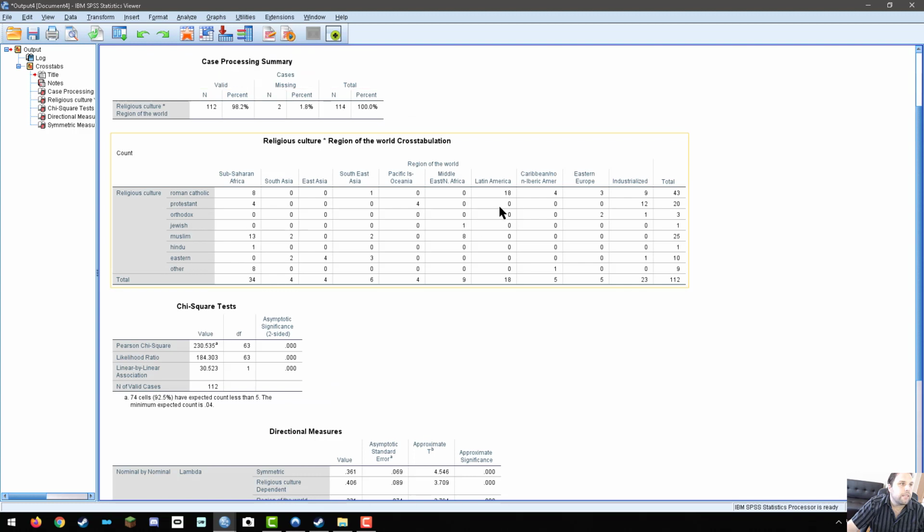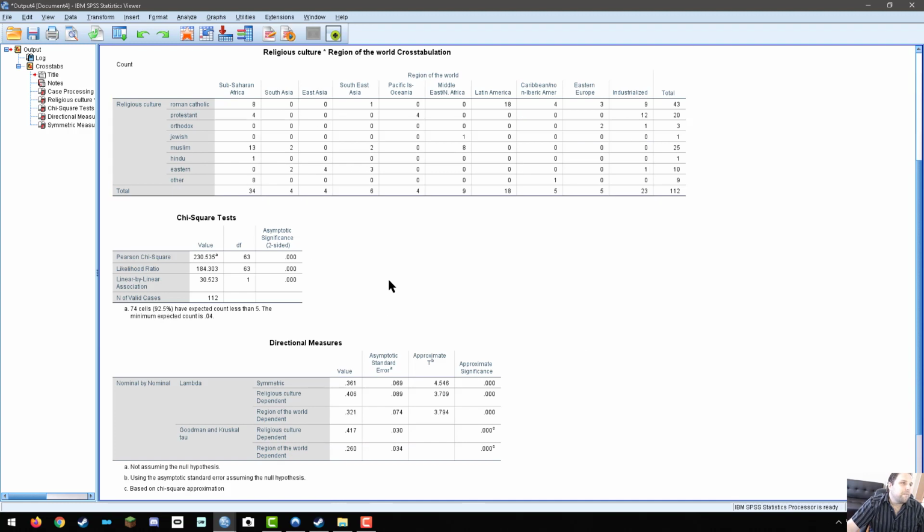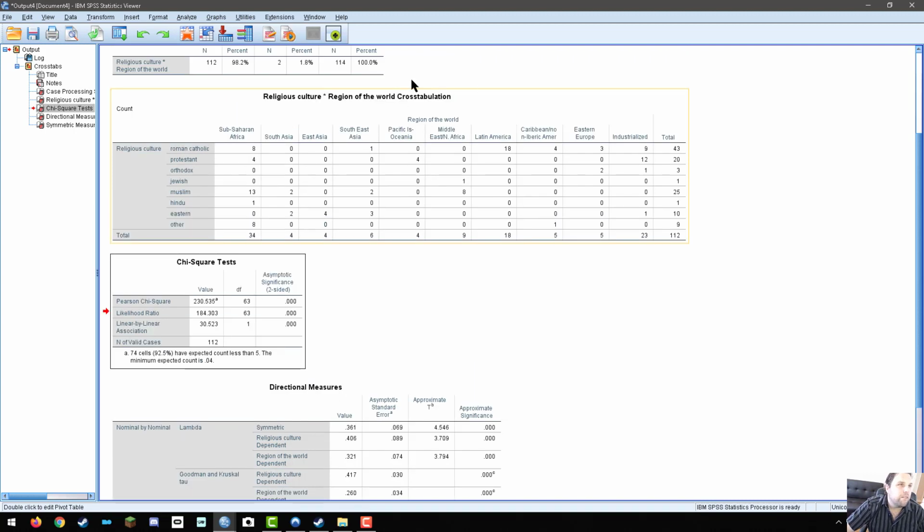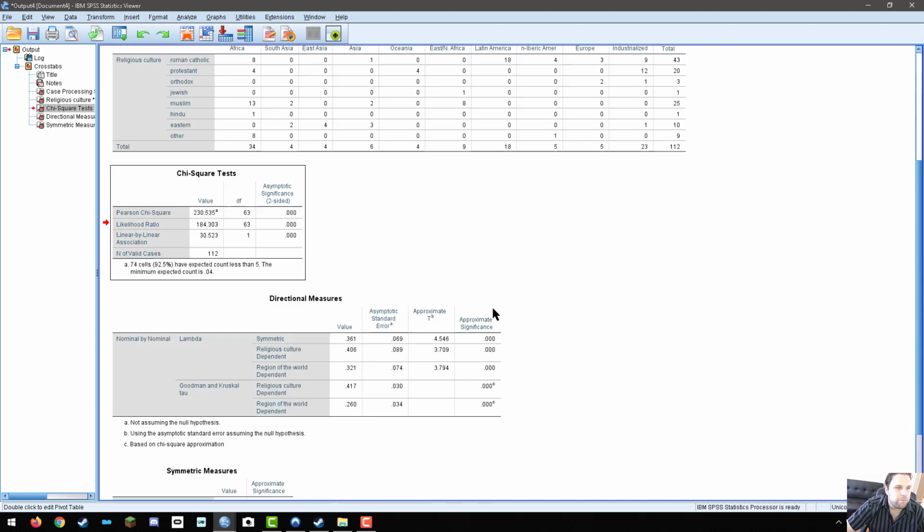And again, we see our distribution. So we have all our religious categories: Roman Catholic, Protestant, Orthodox, Jewish, Muslim, Hindu, Eastern, and other. Of course, those are all purely nominal categorical data. There's no order to this or anything. Can't add Protestant plus Orthodox, divide by 2, and get Jewish. Doesn't make sense. And then, of course, you have all the regions, which are also purely names, categorical. You can't take Sub-Saharan Africa plus South Asia plus East Asia, divide by 3, and get Southeast Asia. Doesn't make sense. So we look first at our chi-square test. There is indeed a statistically significant relationship. So depending on what part of the world you're in, your religious culture is probably going to be different.